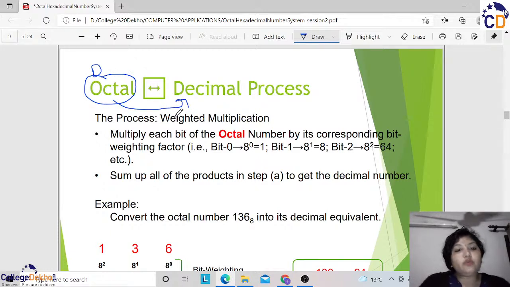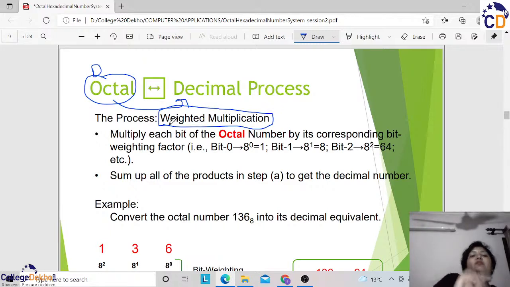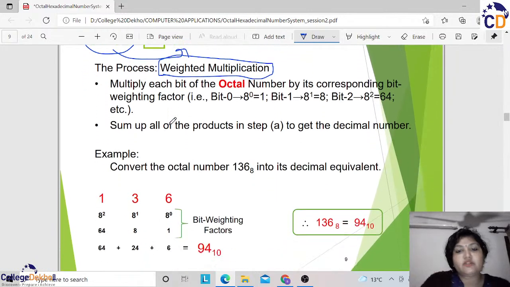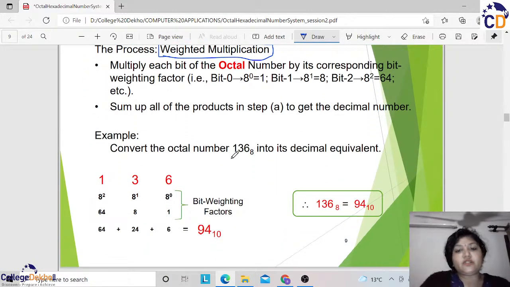Now what we are going to use is the process called weighted multiplication. Here we are going to multiply with that particular base. Now your base number is 36, and you need to convert it into a decimal number. How are you going to do that? You have to write like this.